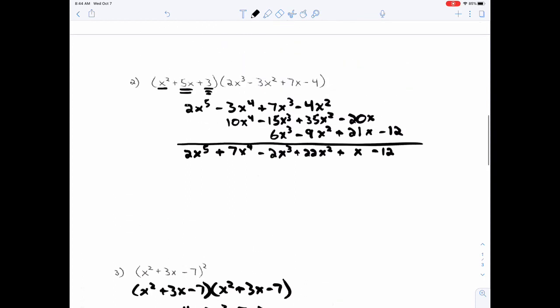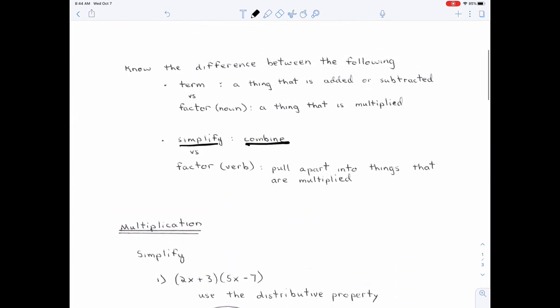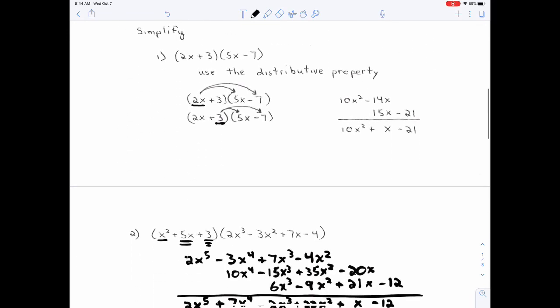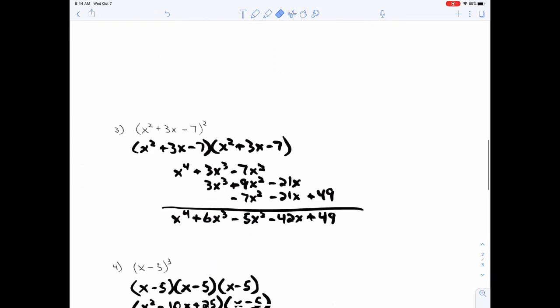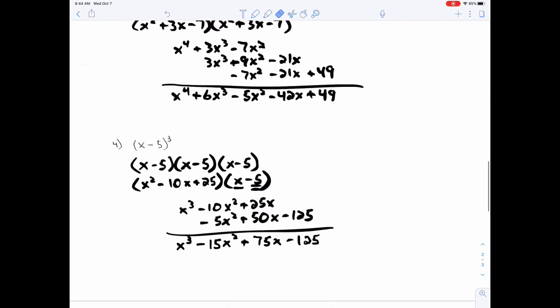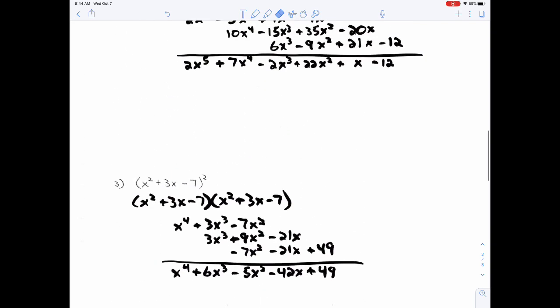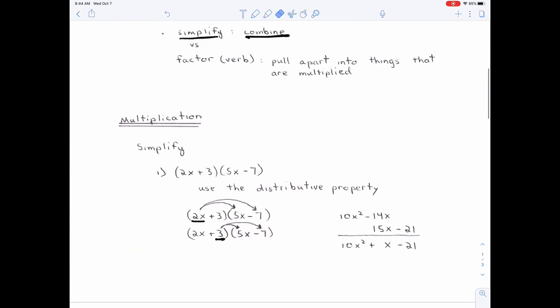Pretty simple, just distributive property, nothing special. Again, what we're doing today is simplifying. We're combining. Next time, what we're going to do is we're going to take this problem and change it back into that. Okay? In other words, we're going to take something and pull it apart into things that are multiplied. We're going to take this answer and pull it apart into the original problem, et cetera, et cetera. We're doing the opposite of what we did today, okay?